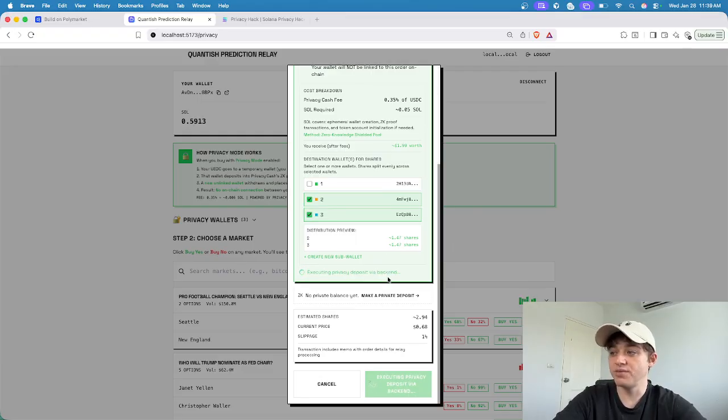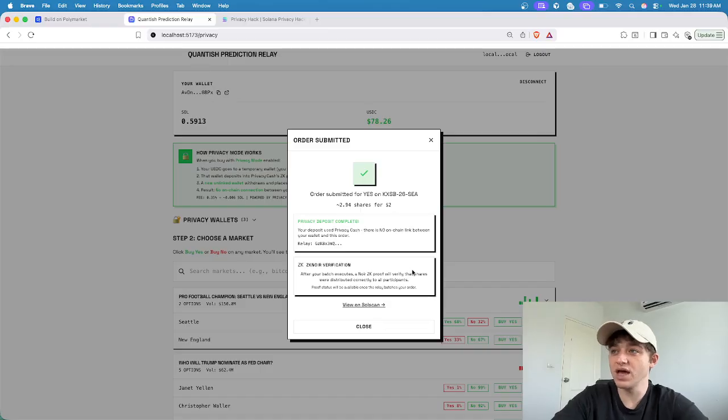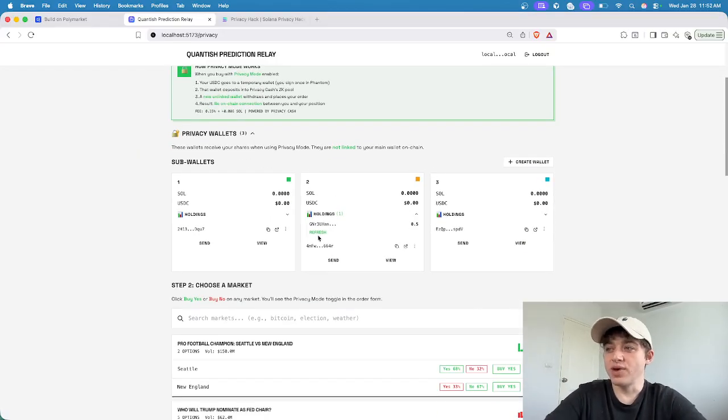All right, so it's moving through Privacy Cash, executing. All right, cool. So we got the order submitted. We put in the order for $2. We got 2.94 shares. So in the end here, we can see that we have one holding in wallet 2, and actually none hit the ephemeral wallet 3.